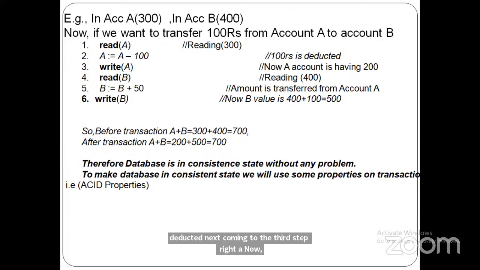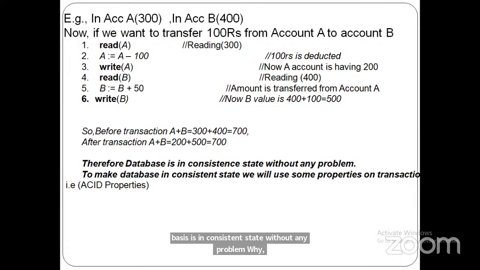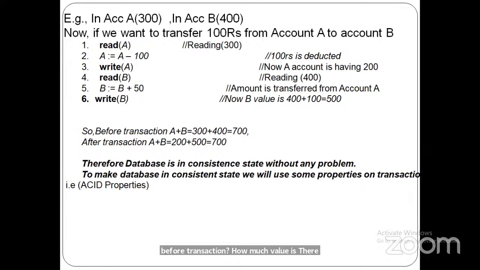Okay. Next, read B. What will happen in read B? The amount is transferred from account A to B, and B will become a value of 500. Therefore, the database is in a consistent state without any problem. Why? Before the transaction, a certain value is there, and after doing the transaction, the same total account balance is there. Next, to keep the database in a consistent state, we have some properties, namely ACID properties.